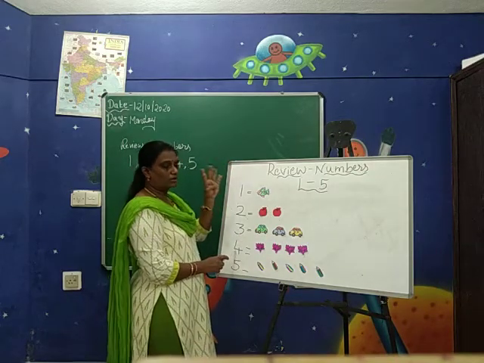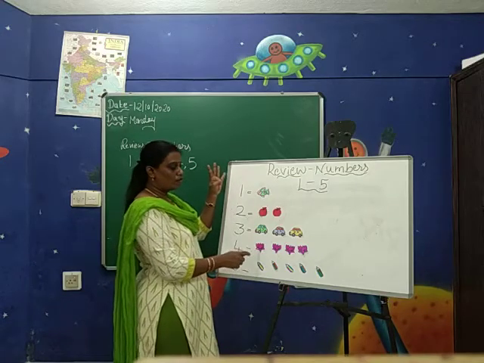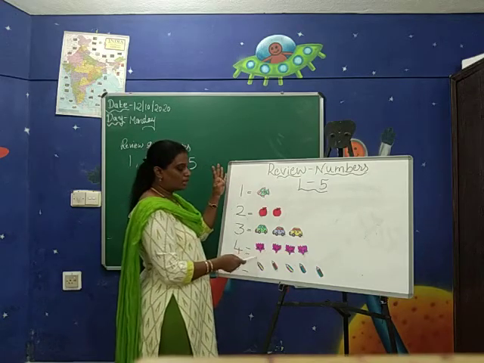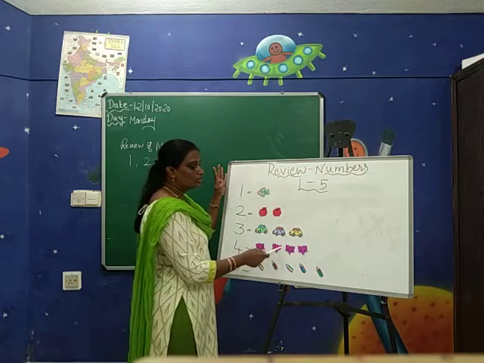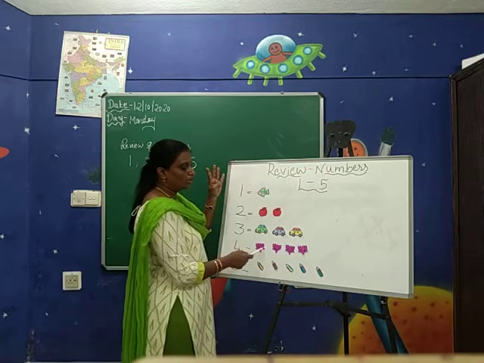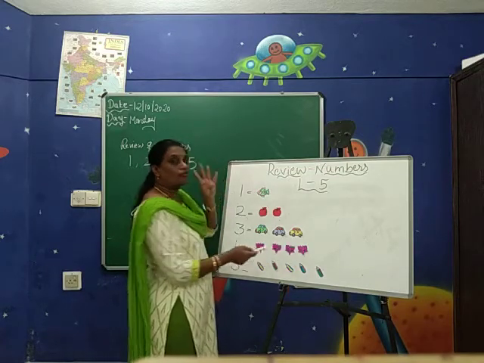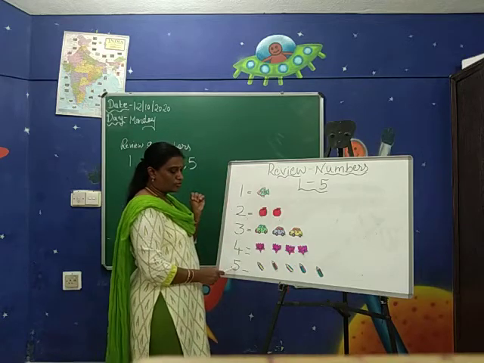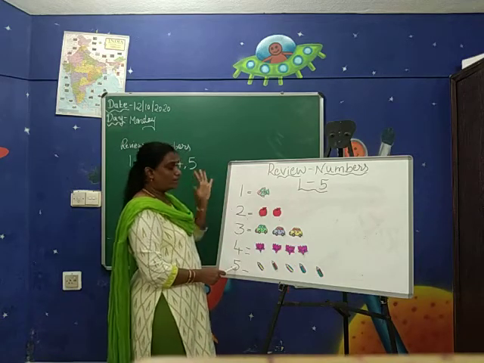Number 4. 4 for how many lotus has ma'am put here? Count 1, 2, 3, 4. 4 for 4 lotus. Next, after 4, which number will come? 5. Very good children.